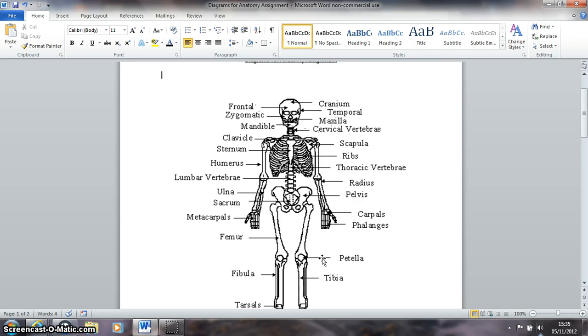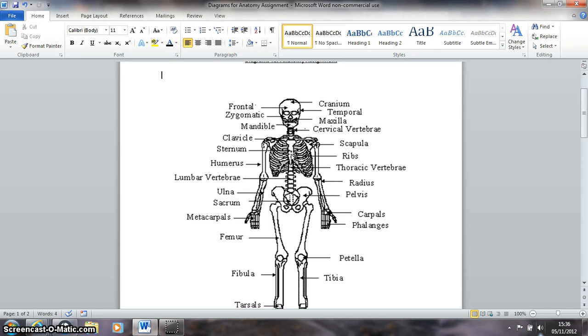Secondly, another function is that the skeleton protects all our vital organs found within our body. The bones are used to support and protect them, such as the brain is protected by the cranium, like so, where I am pointing here. Also with the heart and lungs, they are protected by the ribs, where I am pointing, and also the sternum.